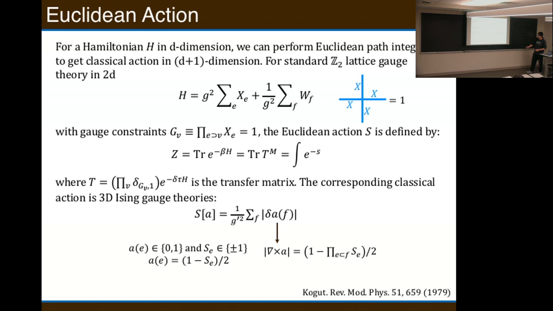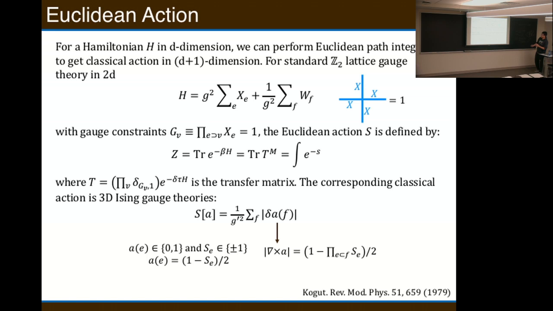Here we use a slightly more mathematical notation. The notation here basically just means a product of the Ising variables on the edges around a face. So this is the 3D Ising gauge theory. And this is a well-known result from 50 years ago.